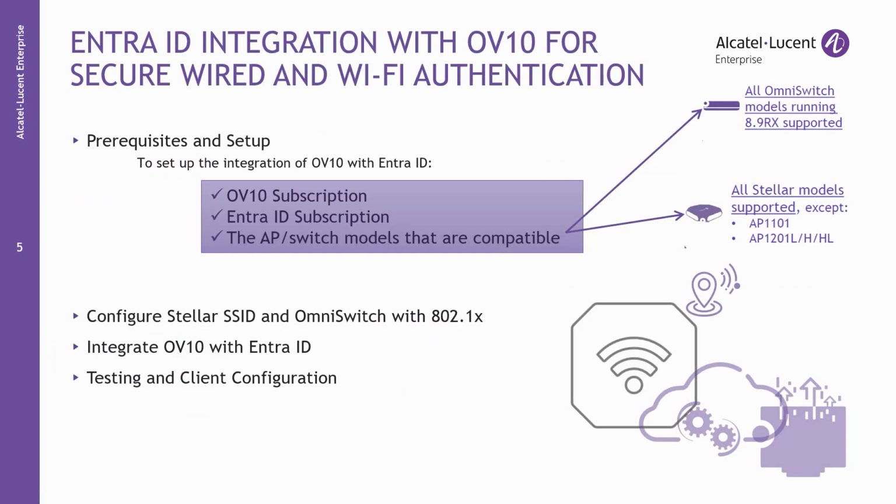Before you begin the configuration, you need to ensure that you have the necessary components in place: an OmniVista and Entra ID subscription, and compatible access points and switches that support this integration. Once these requirements are met, you can proceed with the setup.